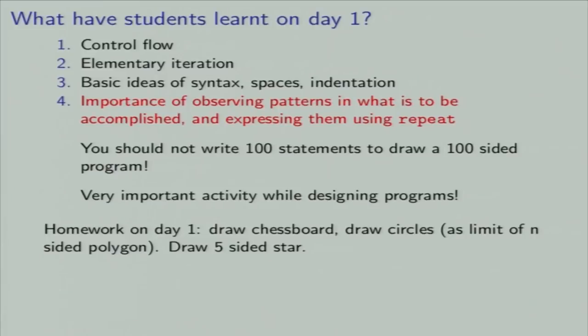What is a circle? A circle is a polygon, but where the number of sides is very large. It doesn't have to be infinity. It can be something like maybe 20, which will be enough for most displays. You have to figure that out. How big is it that you need?